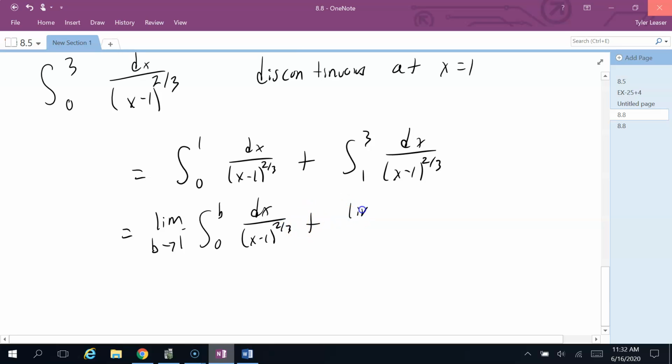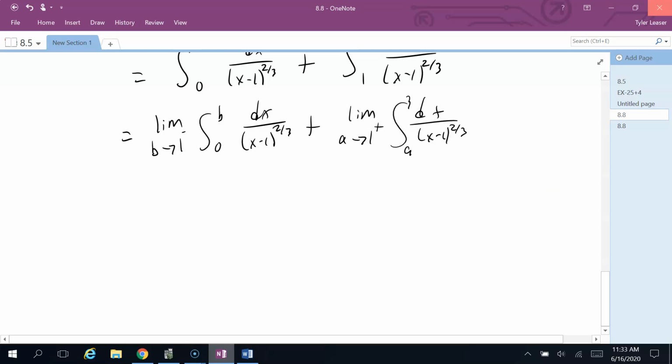Plus here, the limit as a approaches 1 from the right. The reason we're approaching from the right is that if I'm going from 1 to 3, I'm going from 1 to the right to 3. The integral from a to 3 of dx over (x minus 1) to the 2/3.